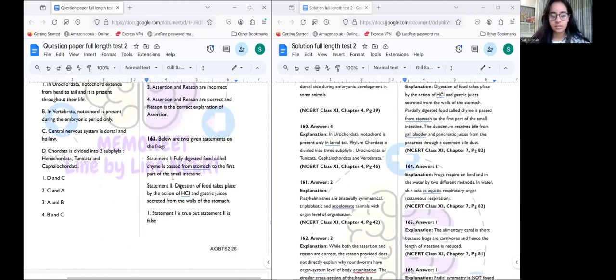163. Fully digested food called chyme is passed from the stomach to the first part of the small intestine in frogs, and digestion of food takes place by the action of HCl and gastric juices secreted from the walls of the stomach.